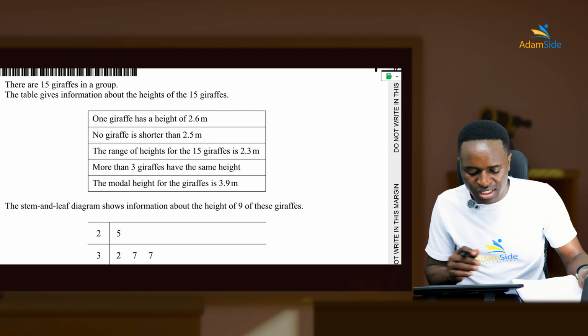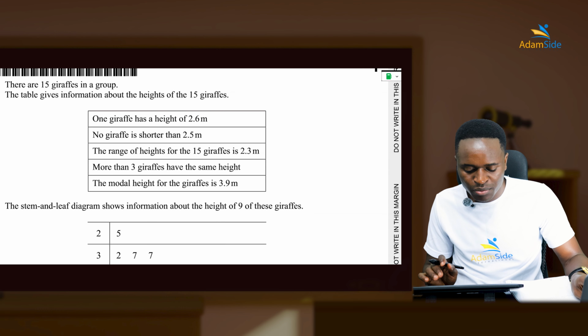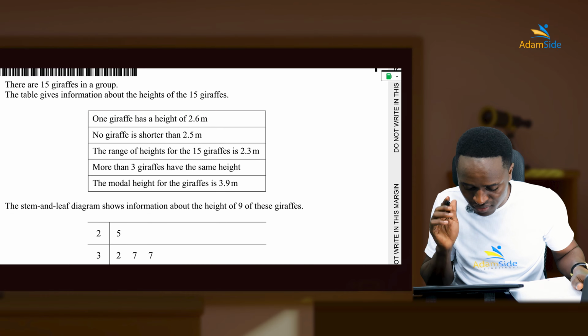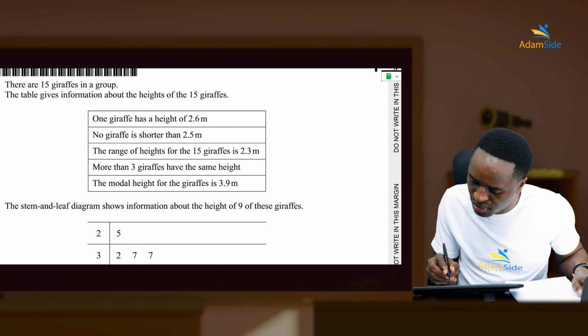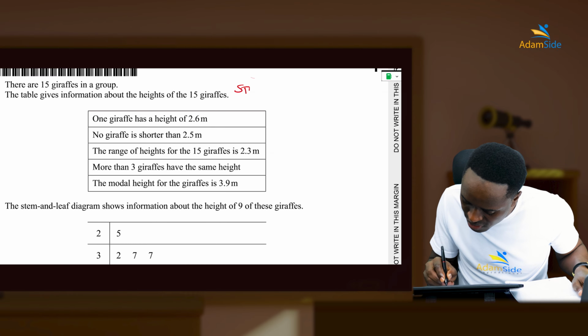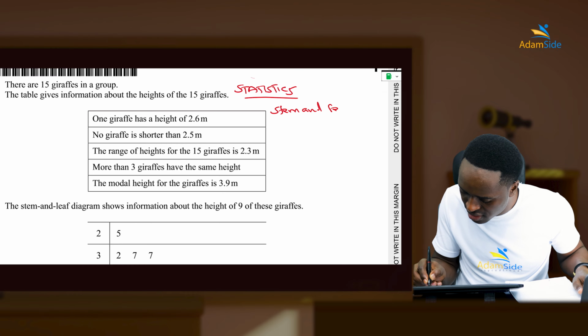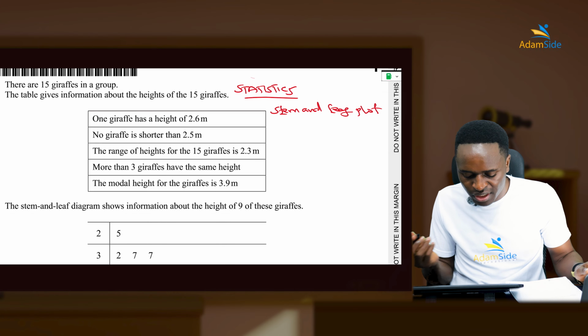Question number 6. There are 15 giraffes in a group. The table gives information about the heights of the 15 giraffes. This is very simple: a stem and leaf plot. It's always in the topic of statistics. A very important topic, and the subunit is stem and leaf plot. Just knowing how to read.